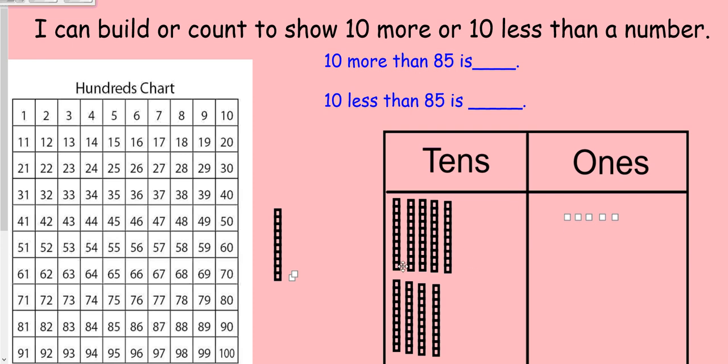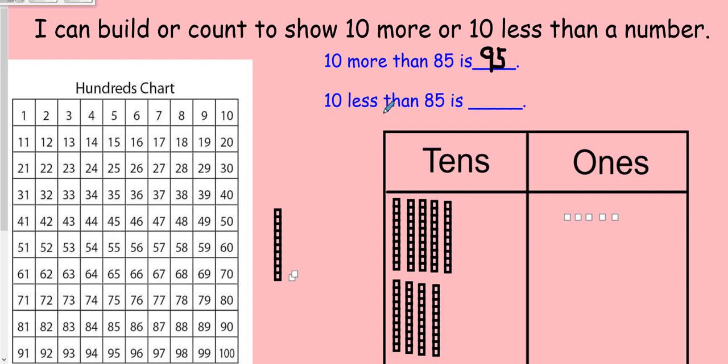Let's count to be sure. 10, 20, 30, 40, 50, 60, 70, 80, 90, 91, 92, 93, 94, 95. 10 more than 85 is 95. Let's check it on our hundreds chart.